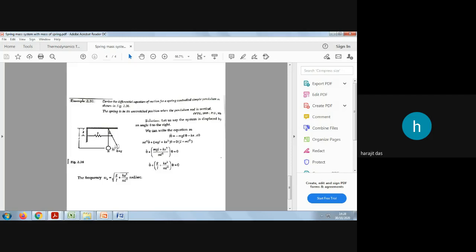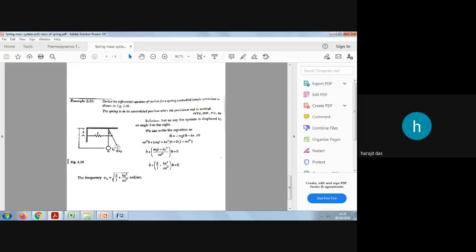Now if you take the moment of these forces, this K A theta force and this mg sin theta, meaning mg theta because theta is small, so instead of sin theta you can write mg theta, you will get one equation. We can write Newton's second law of motion for this system. Because this is angular deflection, you have to write I theta double dot instead of m x double dot. So I theta double dot will be equal to the external moments.